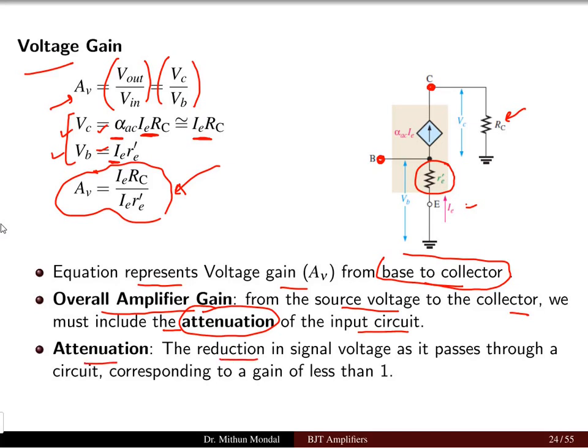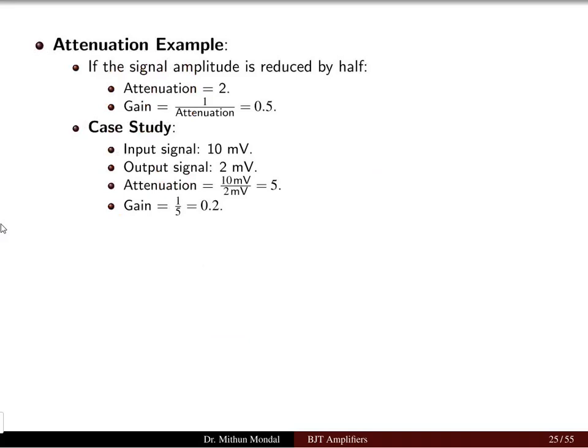It is basically the reduction in the signal voltage as it passes through a circuit, corresponding to a gain of less than 1. So, when we need to calculate the voltage gain from base to collector, we will be using this expression, but if you want to obtain the overall amplifier gain from source voltage to collector, then we need to take the attenuation into account. So let us understand what attenuation is with an example.